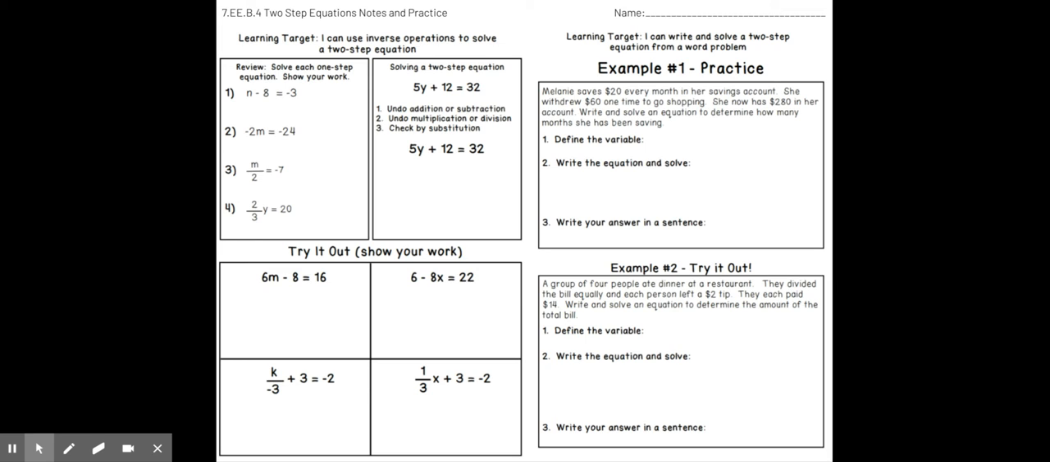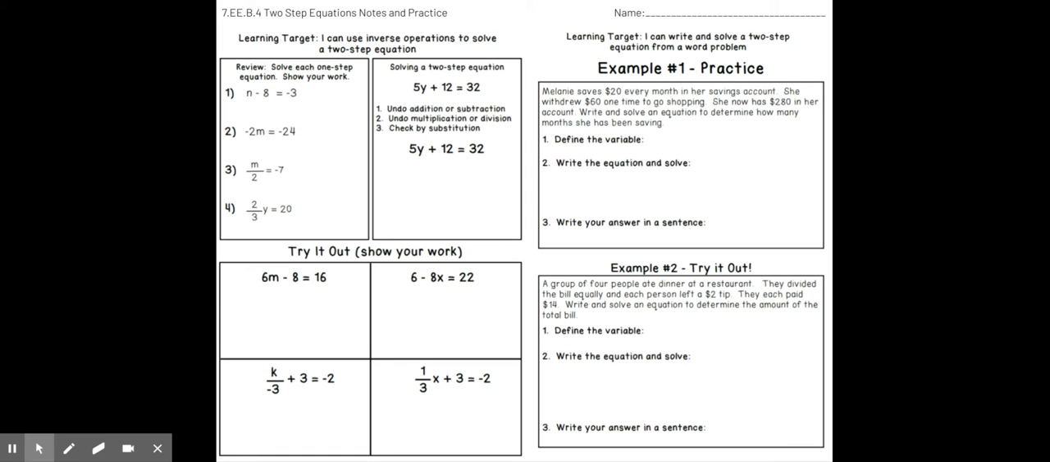Hey guys, we're going to do a couple examples today together, and you'll type your answers into the PlayPosit, and then I will do some examples explaining them. I'll give you those answers. You won't have to enter those into the PlayPosit, and then you'll do the try it out. So I'm going to do the practices, you'll do the try it outs.